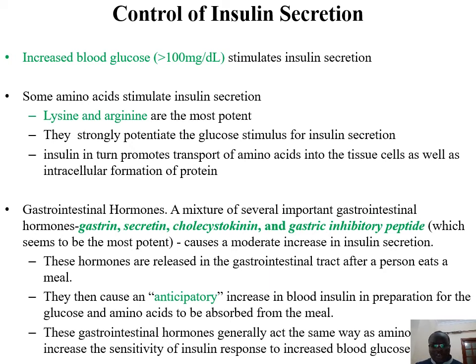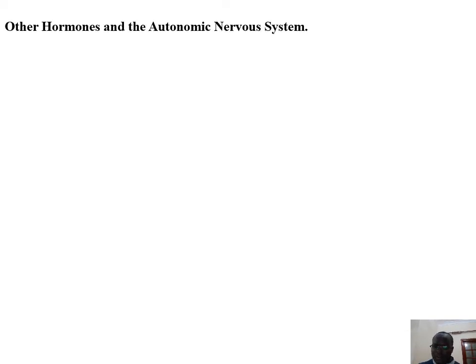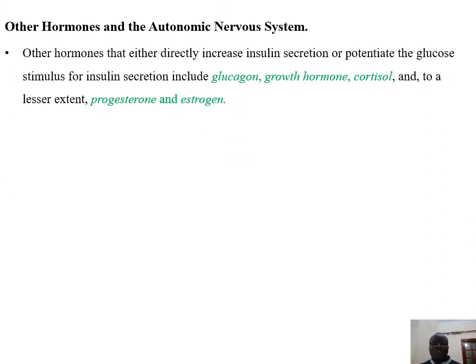These gastrointestinal hormones generally act the same way as amino acids to increase the sensitivity of the insulin response to increased blood glucose. So when you have an increase in blood glucose, the amino acids, we said, are going to enhance secretion of insulin, and these hormones can also increase the secretion of insulin. Other hormones and the autonomic nervous system can also stimulate or inhibit the secretion of insulin.